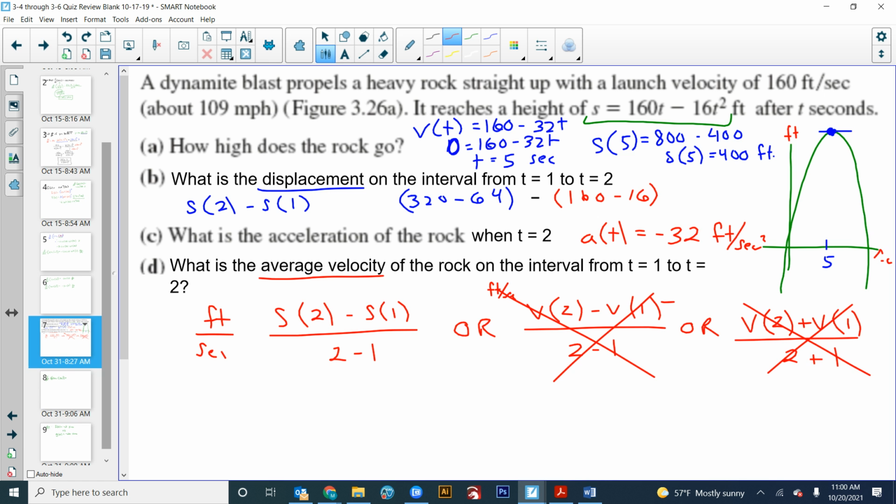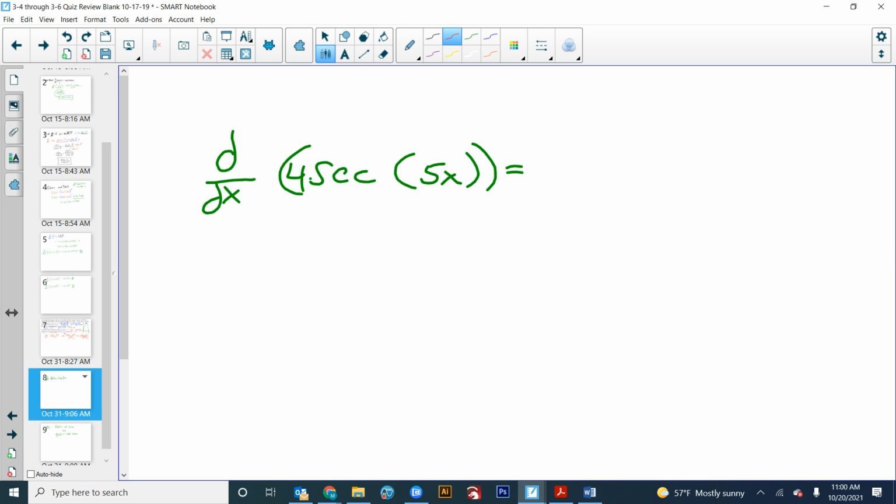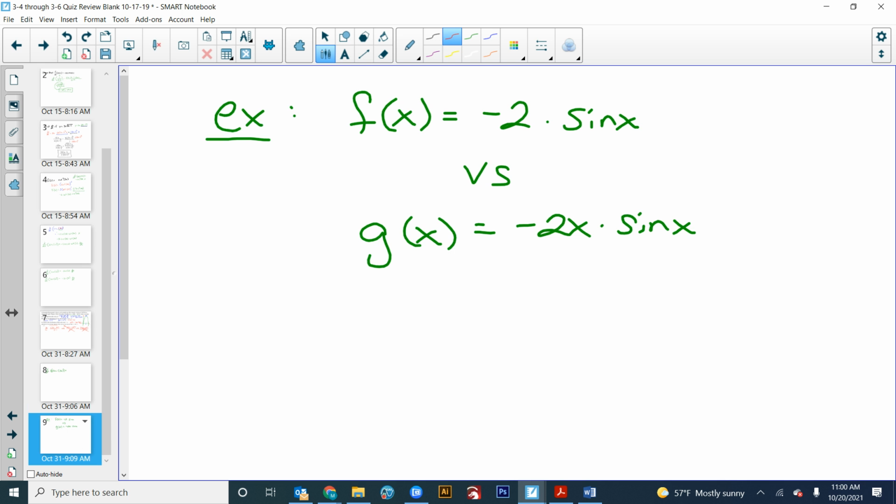All right? The last two problems were just practice with chain rules and recognizing a constant multiple rule versus a product rule. The number one thing we need to be careful of on the quiz as a whole is identifying the overarching derivative rule. All right?